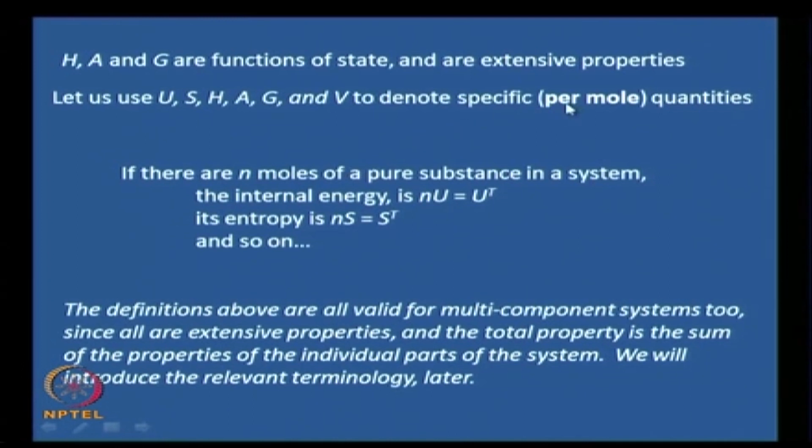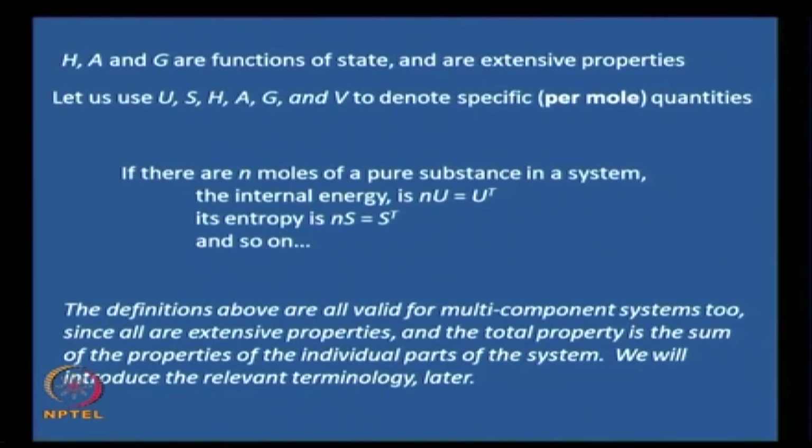Note that we started with per mole quantities, these symbols referring to per mole quantities, and we said that if there are n moles of a pure substance we would use nU, nS and so on to represent the total internal energy, the total entropy and so on. These definitions that we have used here can also be used for multi-component systems where you have different moles of different species present. Because they are extensive properties, the total property is the sum of the properties of individual parts of the system. When it becomes relevant we will take this terminology a little further.